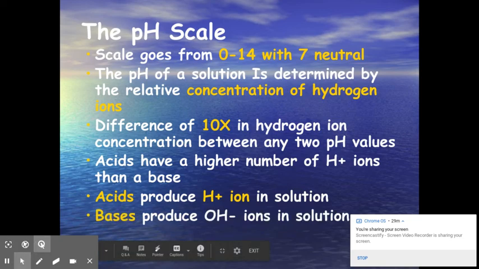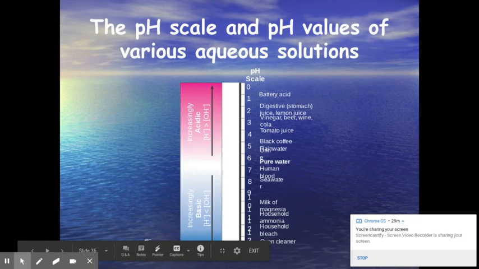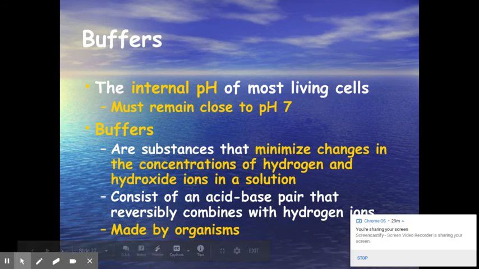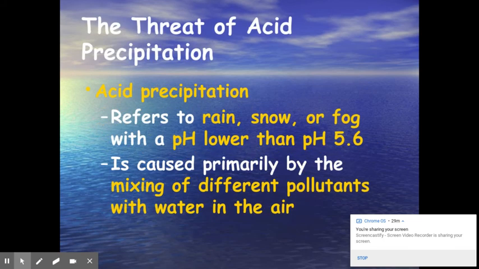All right, so I'm skipping ahead. Buffers basically just help to minimize pH change. We're not going to go real in depth on that in this class. If you take chemistry, maybe AP Chem goes into buffers more. All right, so I think that really covers all of it.